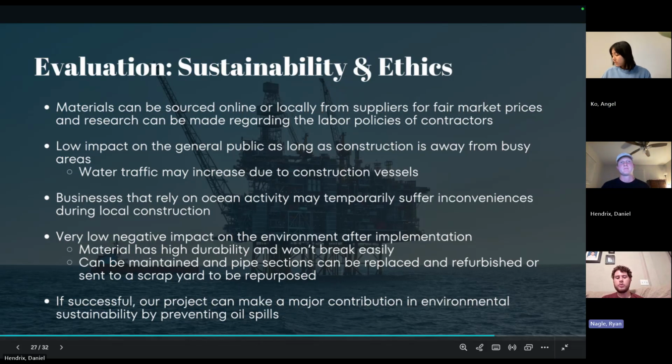That's why we chose the materials we did. They won't break as easily. There won't be a whole lot left behind. There's a lot of recyclability that could be taken into account. And these sections of these pipes can be removed, taken to scrap yards, and be repurposed for something else.